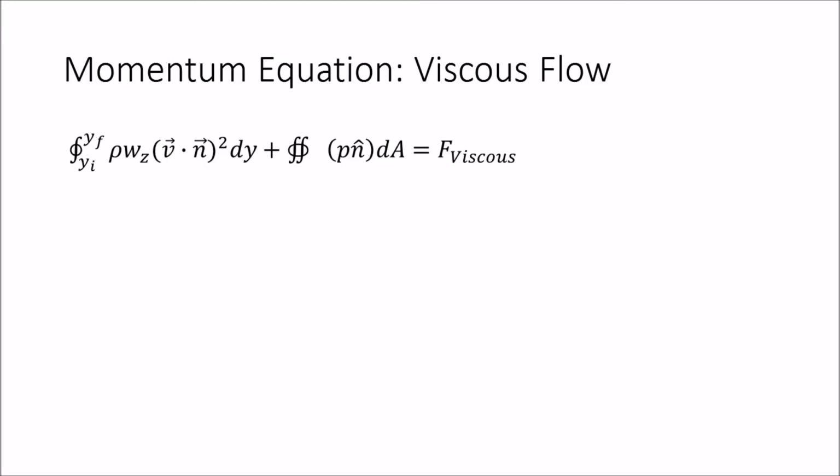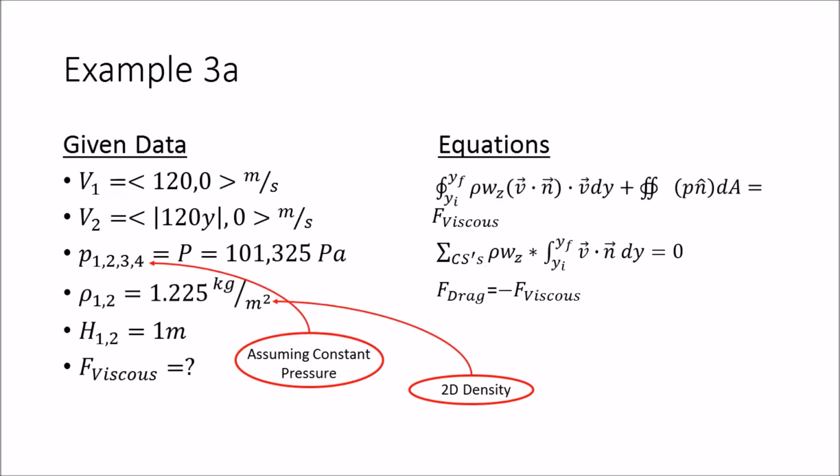The purpose of the examples that we're going to be doing in this video is to determine the drag on an airfoil without using a pressure sensor on the airfoil itself. We're going to determine the drag on the airfoil using the sensors for pressure and for velocity along the walls and the control surfaces. Here's our first example.